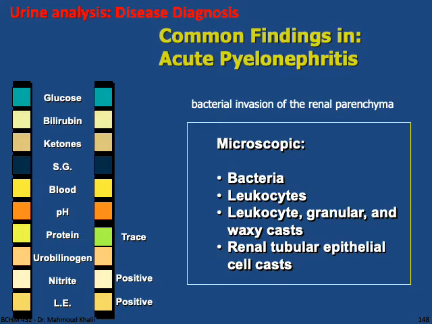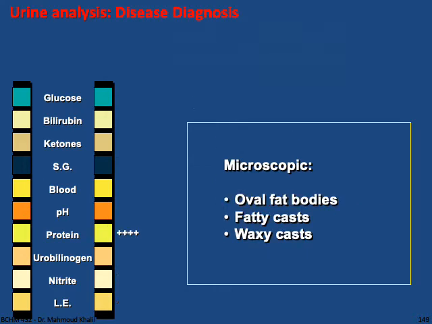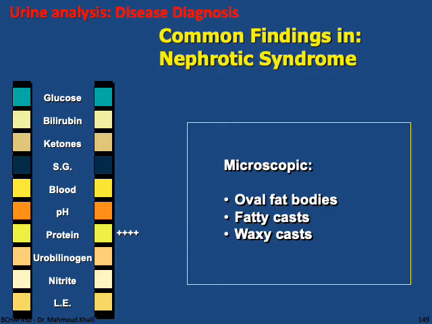For instance, you can see these are the features, and this is the microscopic examination, and it relates to a type of disease, which is bacterial invasion of the renal parenchyma. Another test would show a nephrotic syndrome, with the presence of oval fat bodies, fatty casts, and waxy casts.